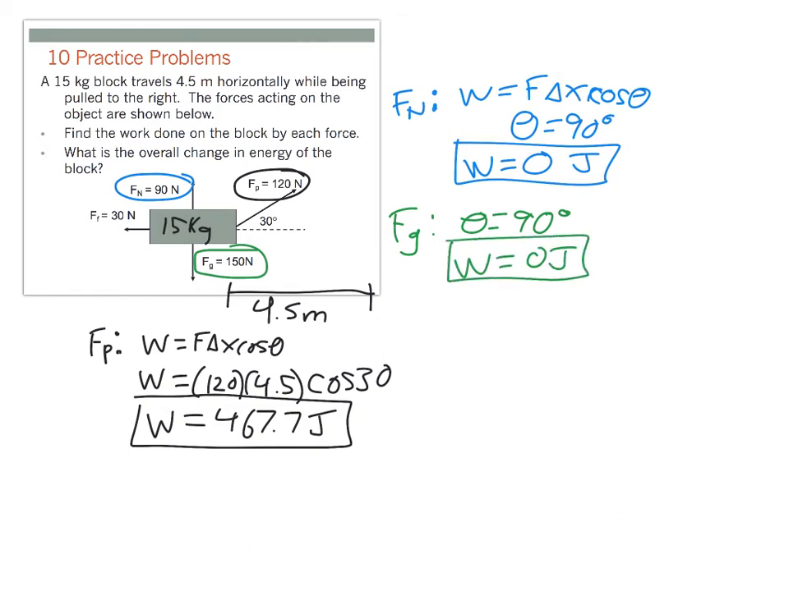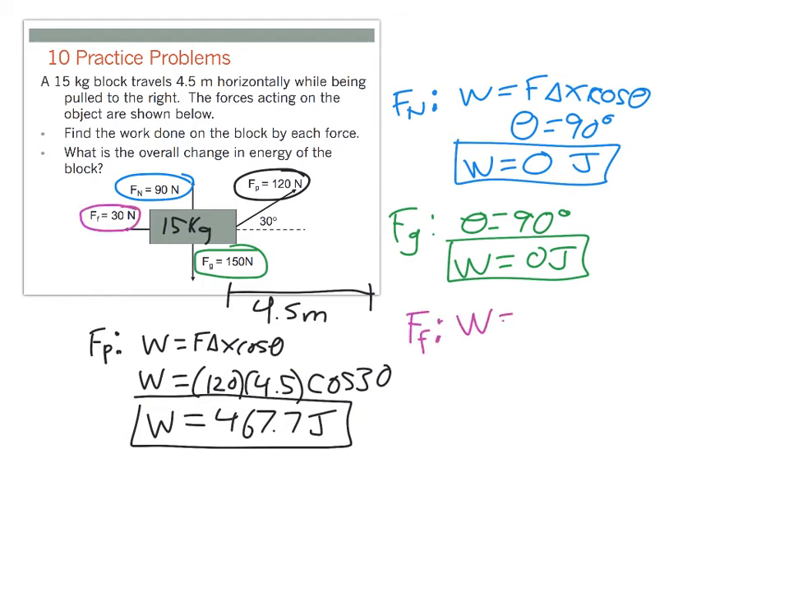Both of these make sense, though. Since our object is traveling horizontally, these forces pushing up and down aren't going to add to the energy, nor are they going to take away from the energy. So it makes sense that the work done by both gravity and the normal force is 0.